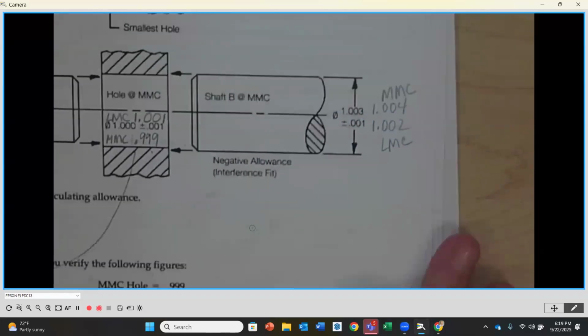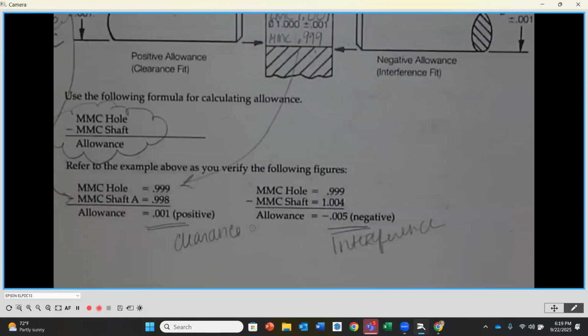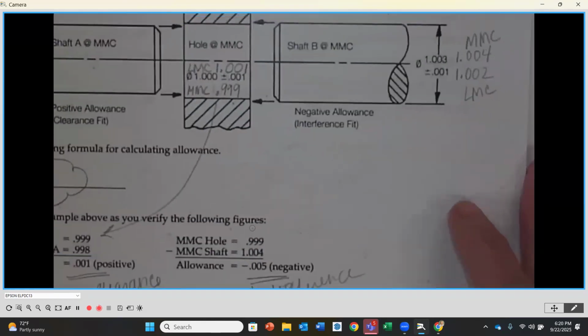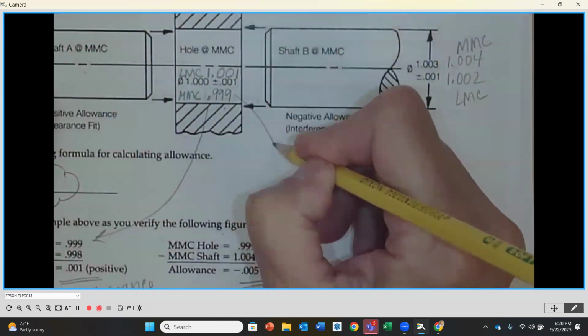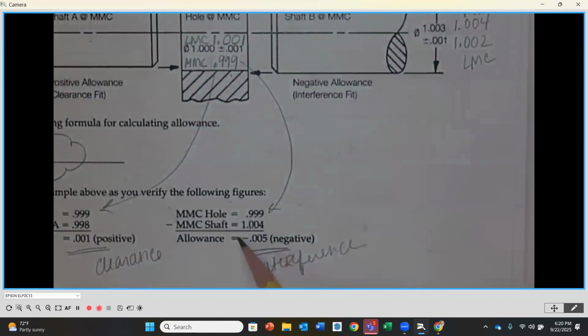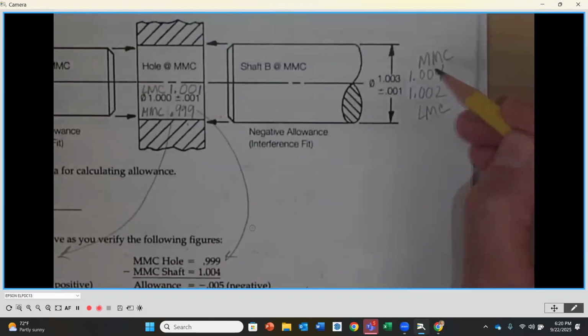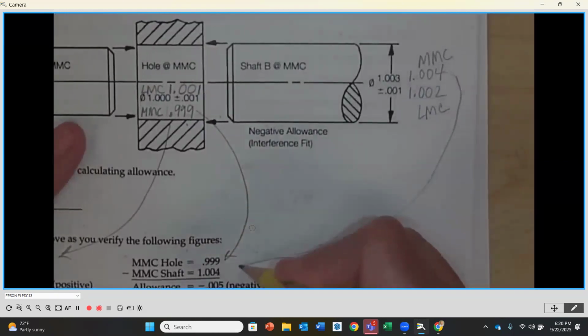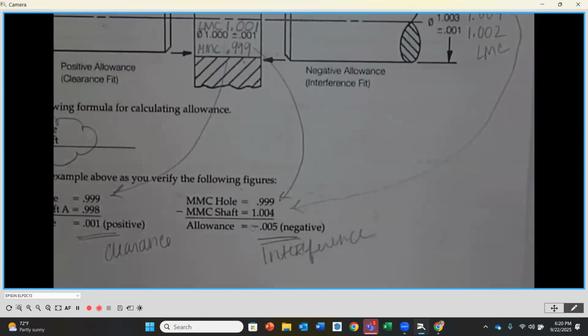Now, same equation down here. Our base equation is the MMC size of the hole minus the MMC size of the shaft. So same MMC, same hole, 0.999, right? And then this time my MMC size for the shaft is 1.004. So when I subtract those, I end up with a negative value. Negative means that they want to occupy 5/1000ths of this space together. Probably have to press that pretty hard.